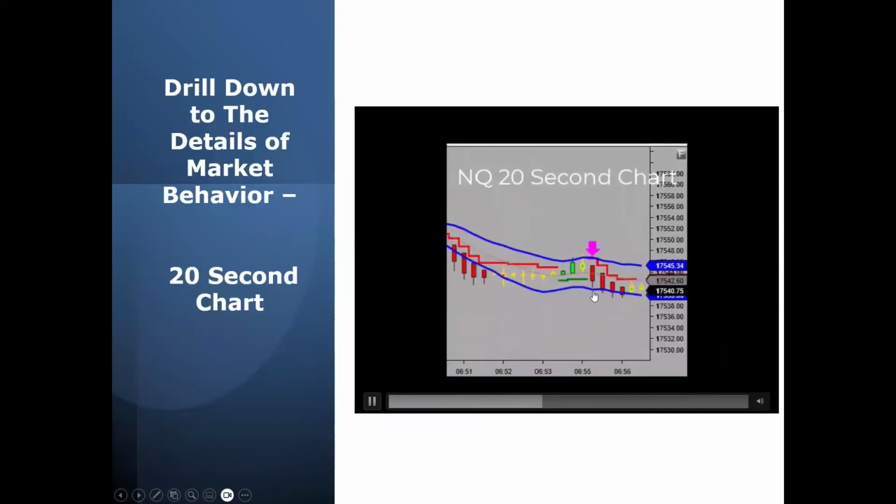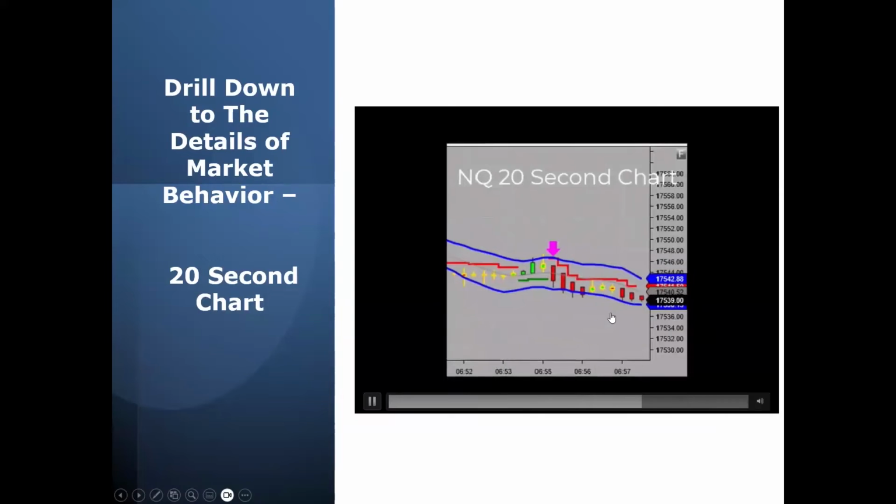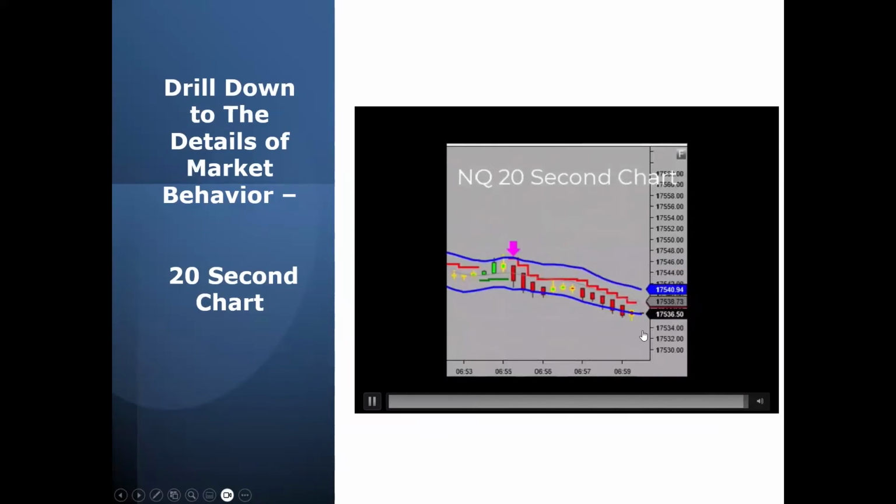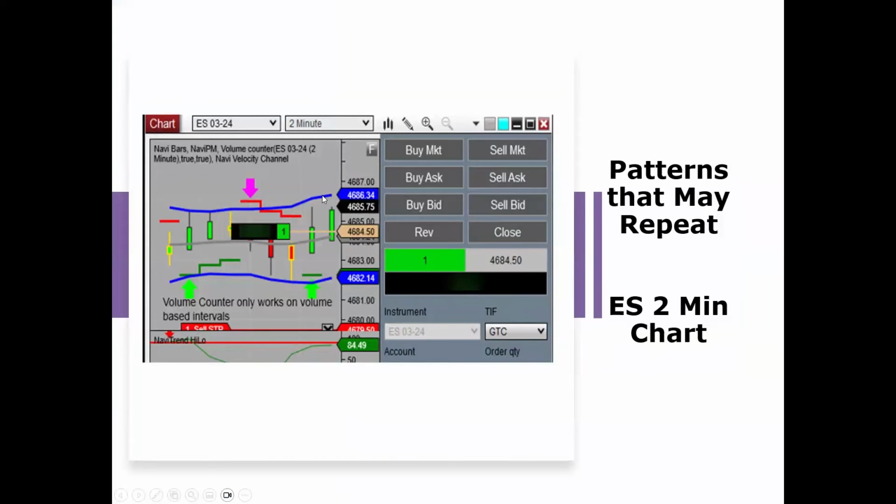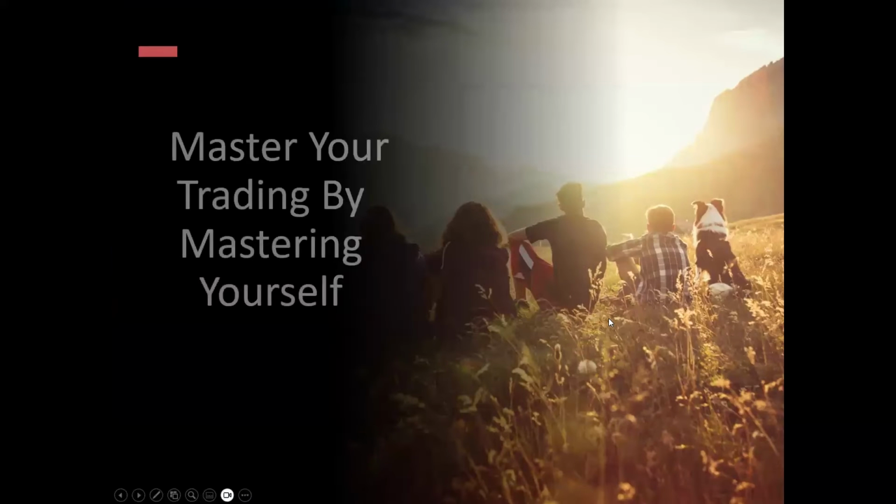You know, I mentioned using a short-term chart. Here's a 20-second chart. This is on the NASDAQ. Okay, so a 20-second chart on the NASDAQ. All right, so again, essentially with trading, you want to find patterns that repeat themselves over and over again.